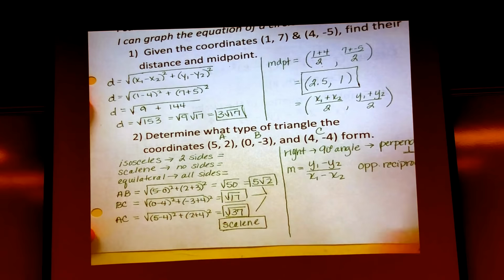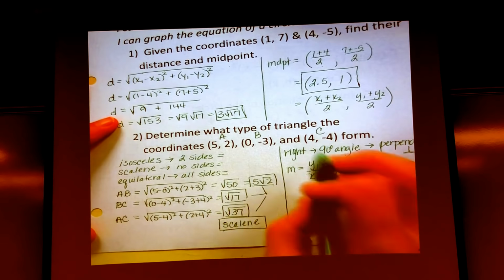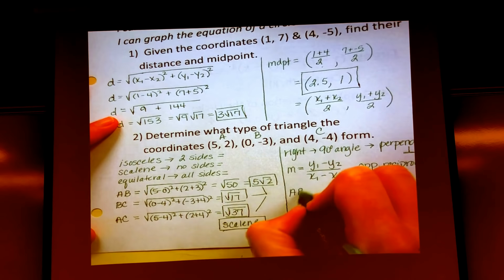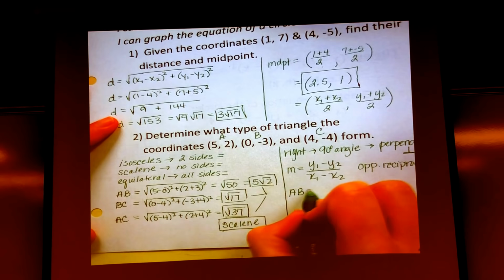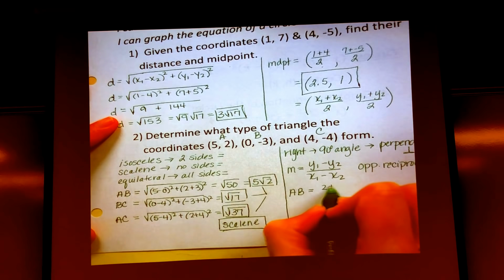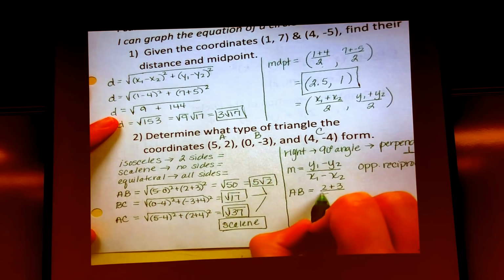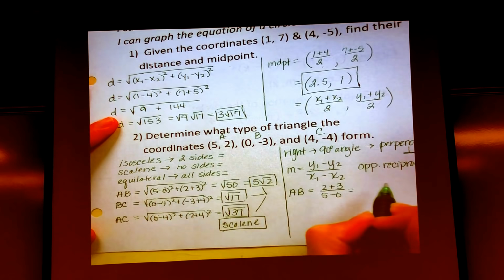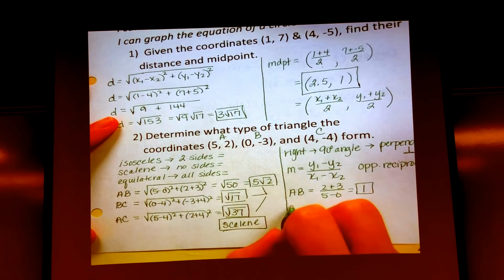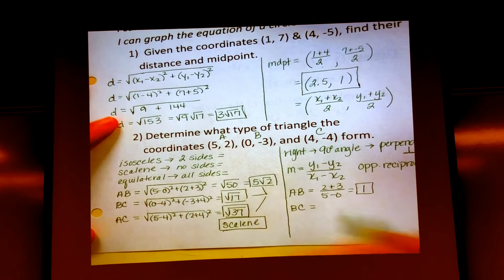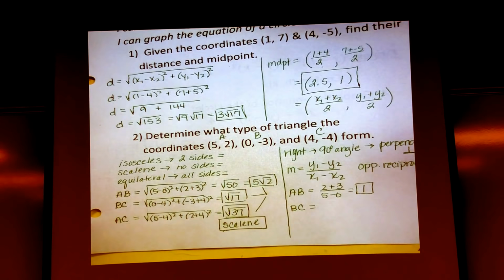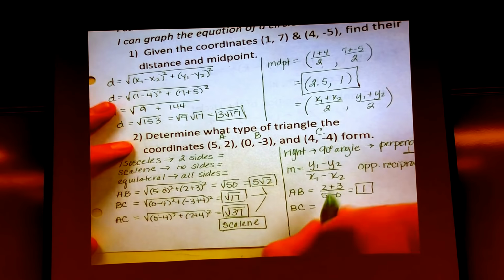So now we need to do the same thing we just did over here, but find slopes. So we need to find the slope of AB. So we're going to do 2 plus 3, see our y values, over 5 minus 0. We get 5 over 5, which is 1. Then we're going to find the slope of BC. And again, this would be a good time to hit pause, find the slope of BC and find the slope of AC, and then come back and check it.